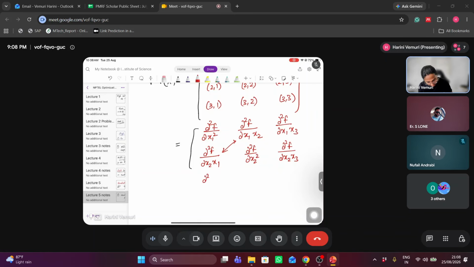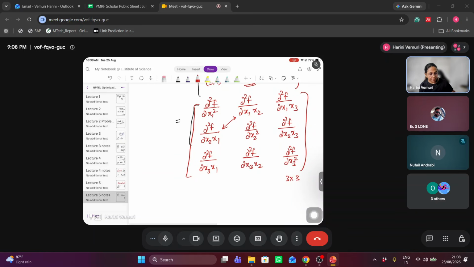Then if you see, it's 3 comma 1. So dou square f by dou x3, x1. Then 3 comma 2, dou square f by dou x3, x2. Dou square f by dou x3 square. This is how we write a 3 by 3 Hessian matrix. Like that, you can write n by n also if you have more than that.